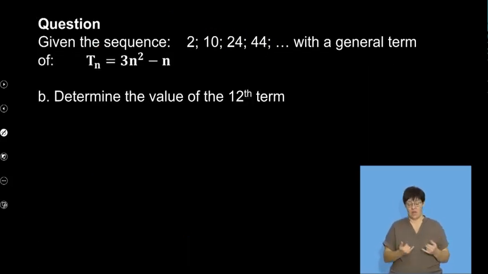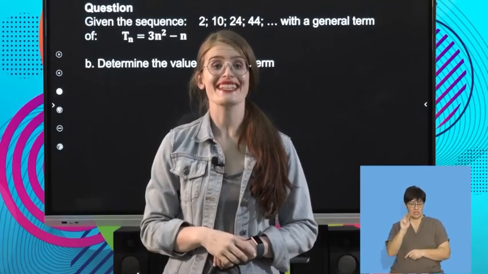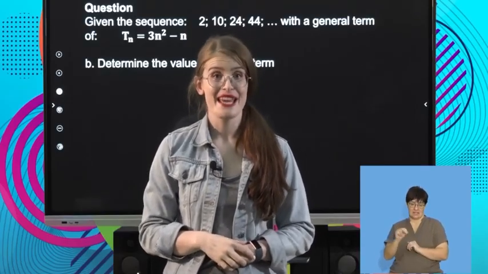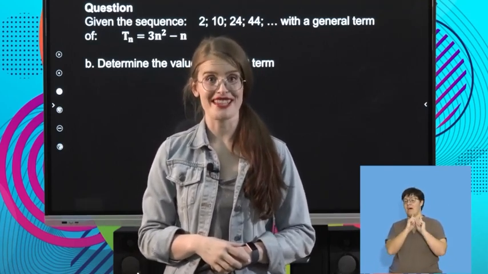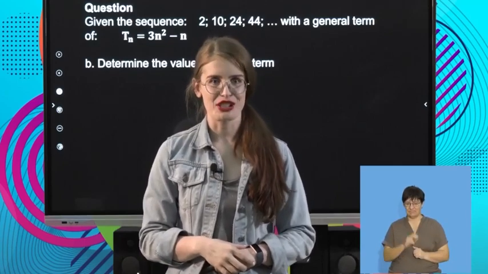We're now going to move on to the next example. So behind me, I've repeated that the general form of this quadratic sequence is Tn is equal to 3n squared minus n, and we're going to use that general form in order to help us answer some questions. Let's have a look at B together.